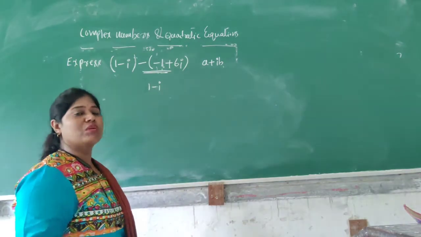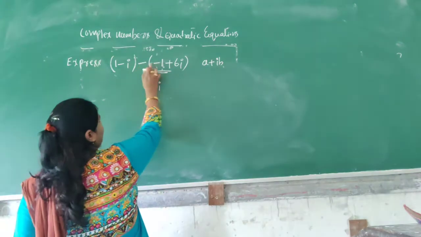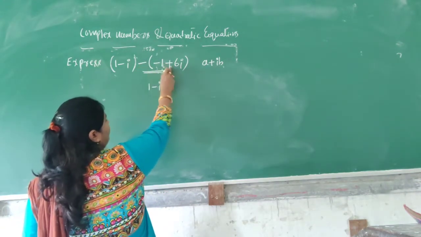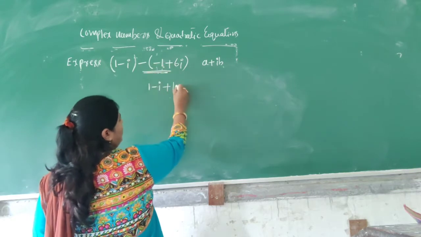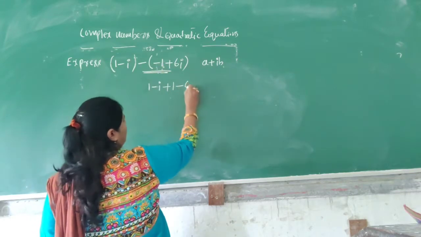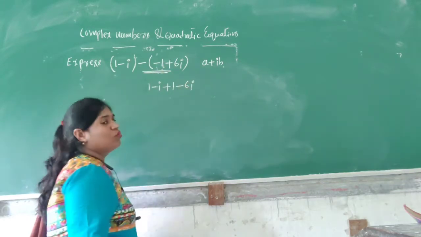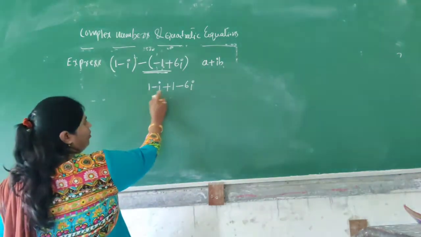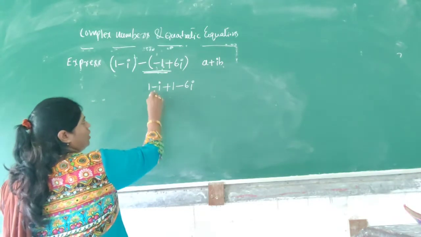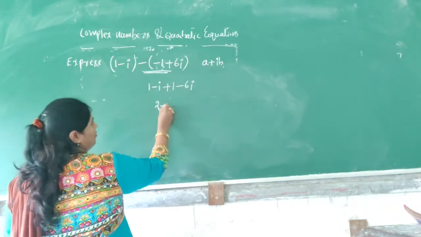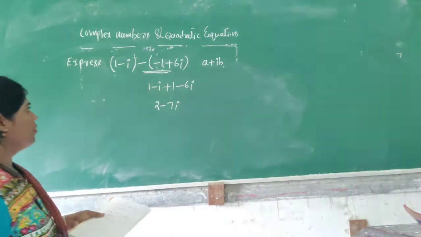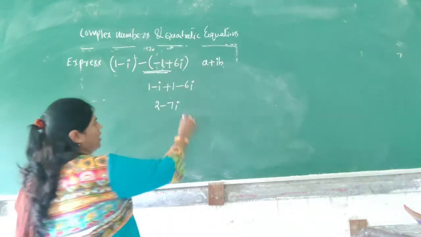We have to remove the bracket. So minus into minus is plus 1, and minus into plus is minus 6i. We are just removing the bracket, okay? So 1 plus 1 is equal to 2. Minus i minus 6i is minus 7i. So we get 2 - 7i.